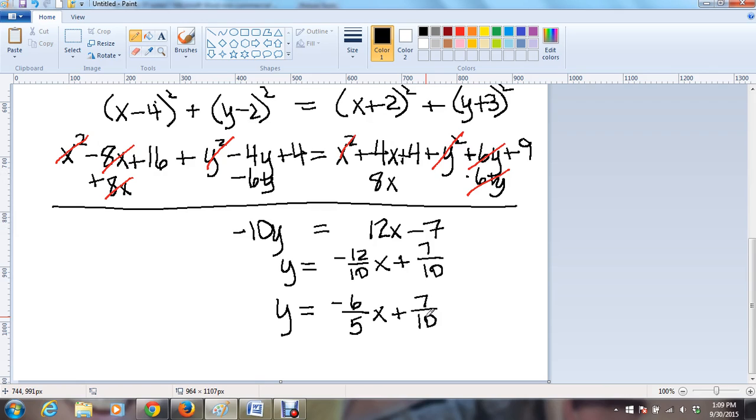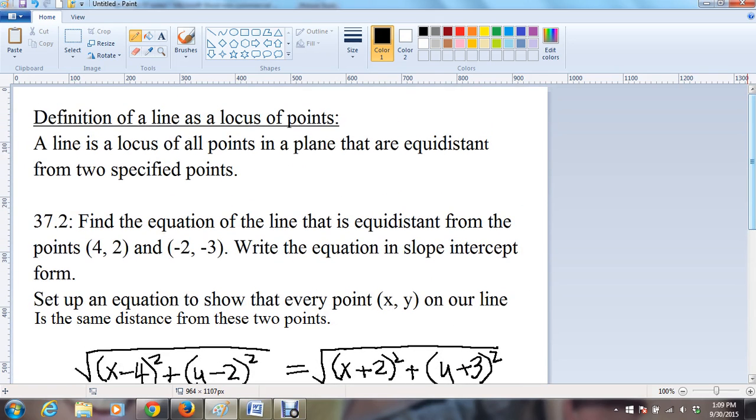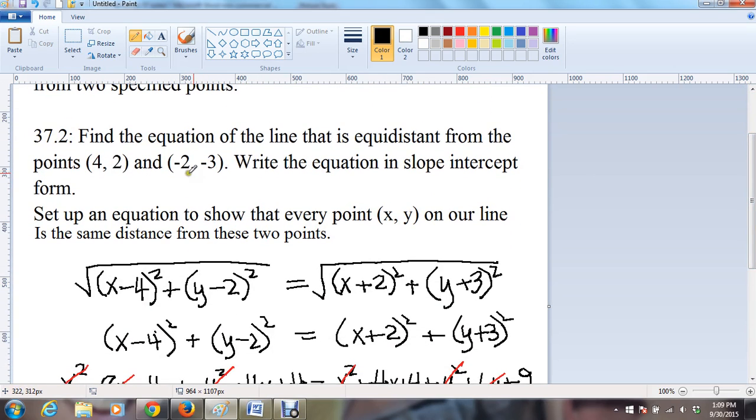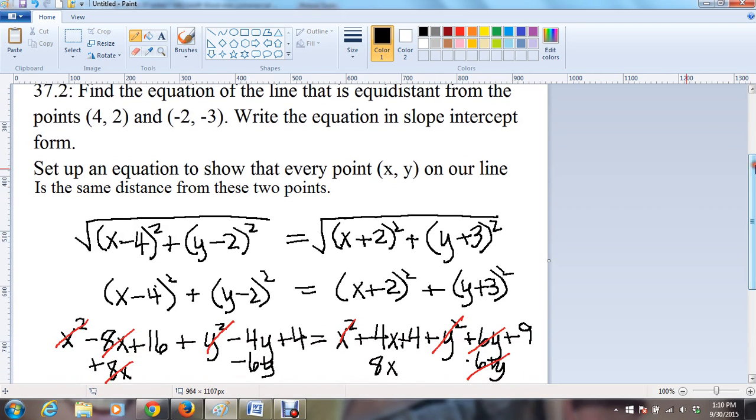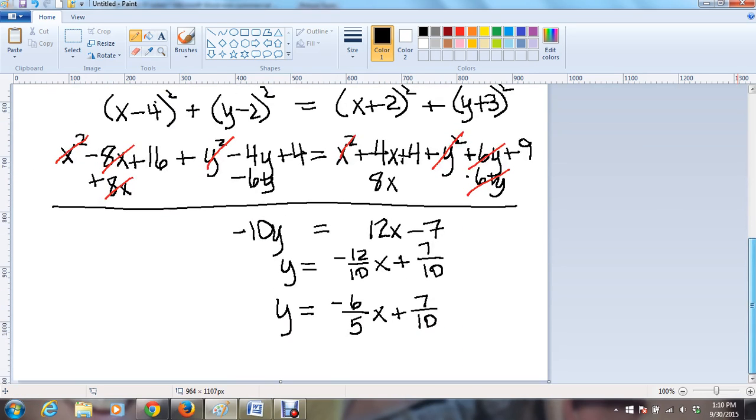Okay. So that is how you find the slope-intercept form, or the equation of a line, that is equidistant from 2 points. So these 2 points right here are not on the line. They are equidistant from the line. So any point on the line will be the same distance from (4, 2) as it is from (-2, -3). And you set up that equation, solve it, get it all into the form that you asked for, and you're good to go.